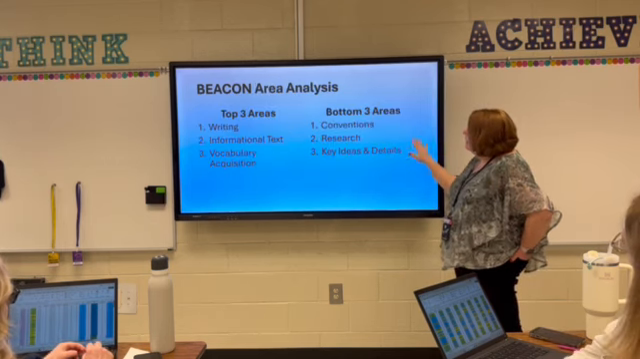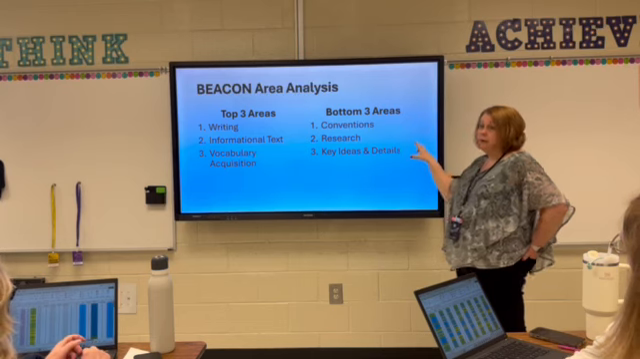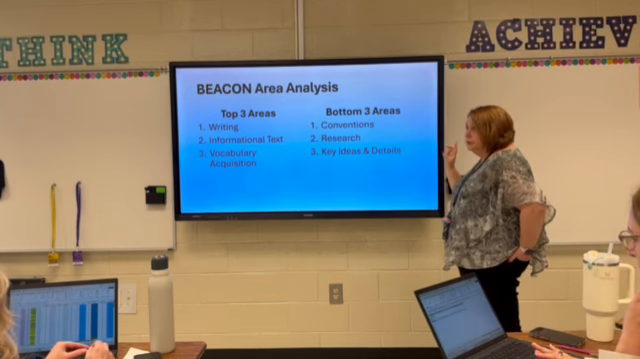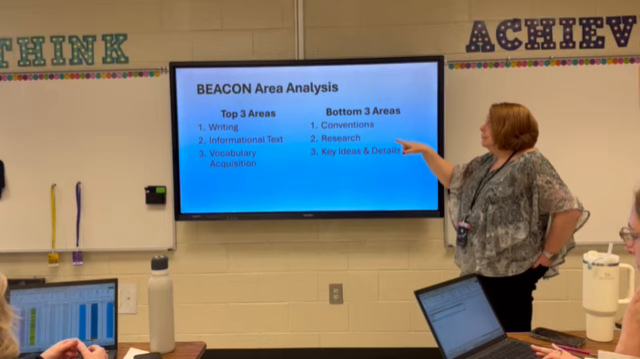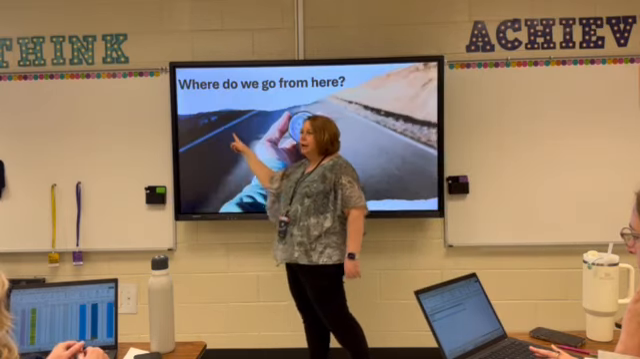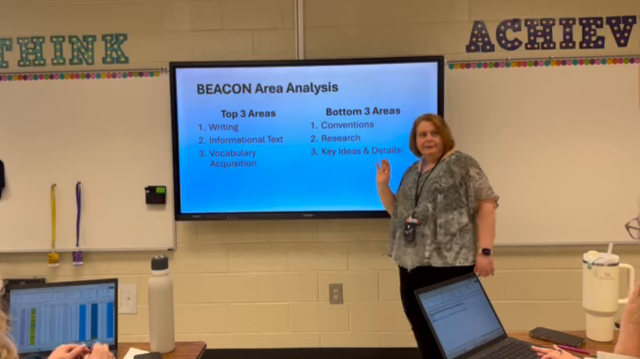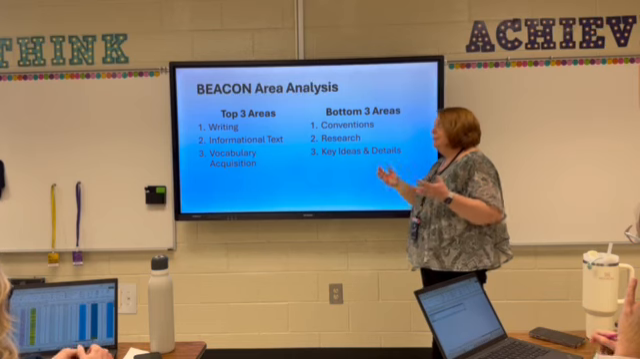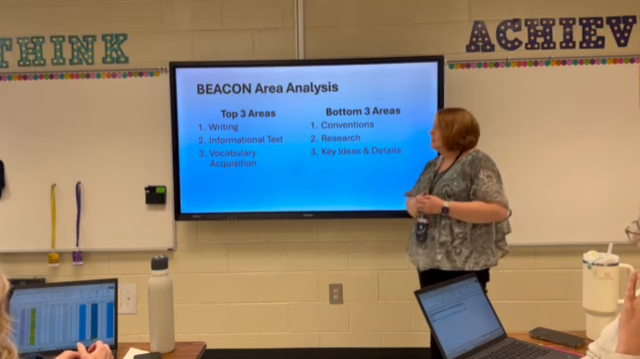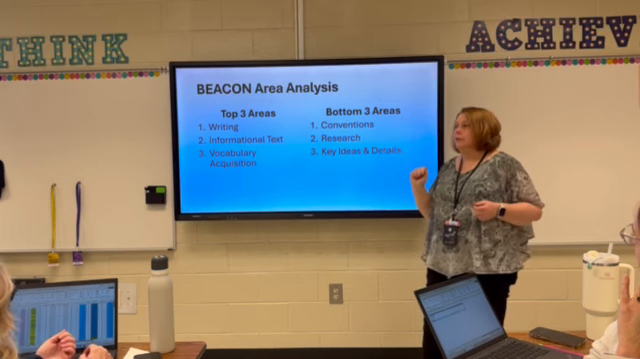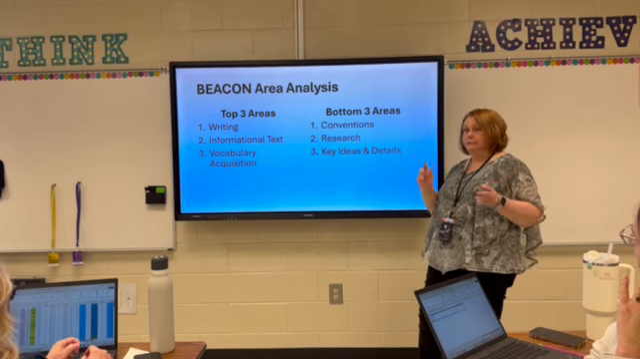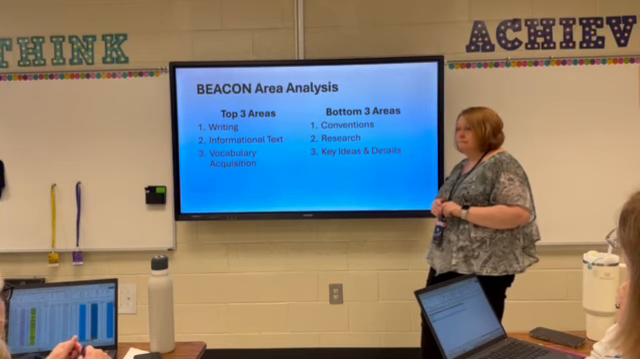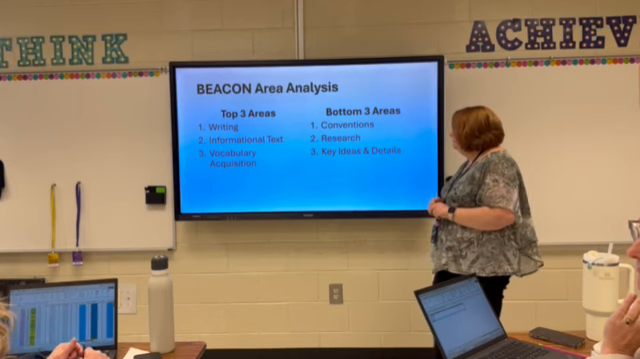So from here, I then took a look at our top 3 areas and our bottom 3 areas. And that's what you can see on that spreadsheet when you move over, where everything's broken down into blue, yellow, or green. So our top 3 areas, and I was shocked, is writing. Because remember, there's no actual writing practice on the Beacon, but apparently that's our top area, followed by informational text and then vocab acquisition. I think the informational text helps us out because social studies and science read a lot of informational text.